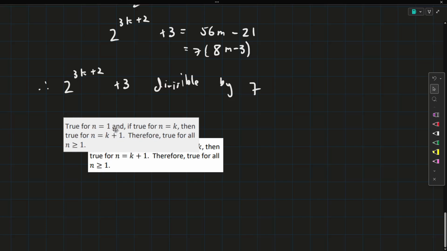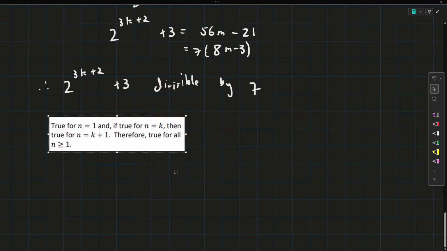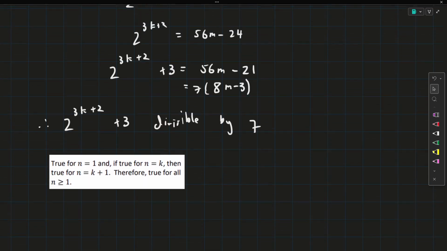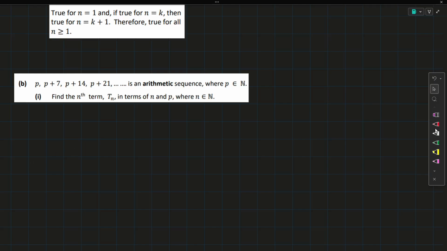So again, I'd encourage you to make sure you understand why induction works, and then all of this stuff, you won't really have to memorize it. Then we're given an arithmetic sequence. We have to find the nth term.